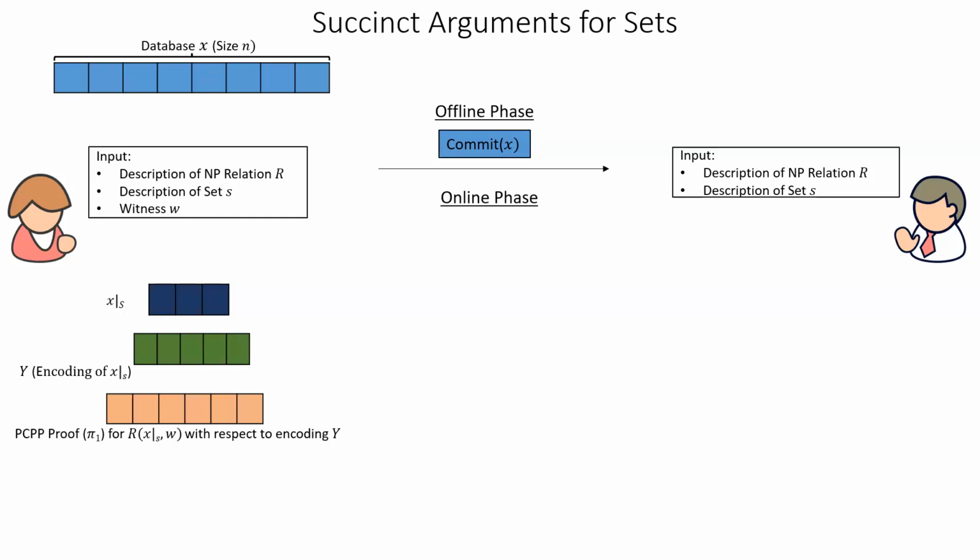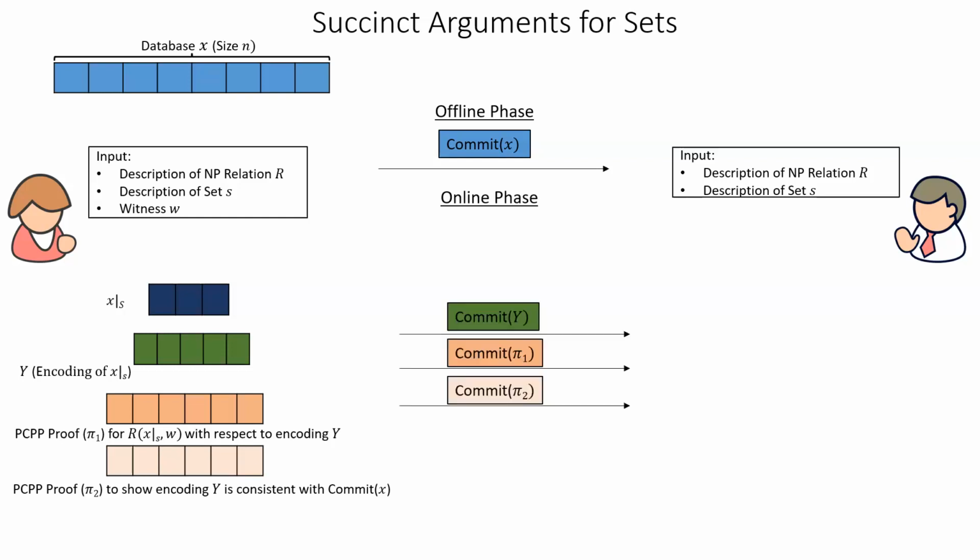However, we are not done yet, because if the prover is malicious, then it can generate a PCPP proof with respect to an encoding of arbitrary bits. So we need to bind this encoding to the commitment. So the prover generates an additional proof, pi2, which shows that the encoding Y is consistent with the committed database. The prover will then commit to the encoding as well as the PCPP proofs using vector commitment.